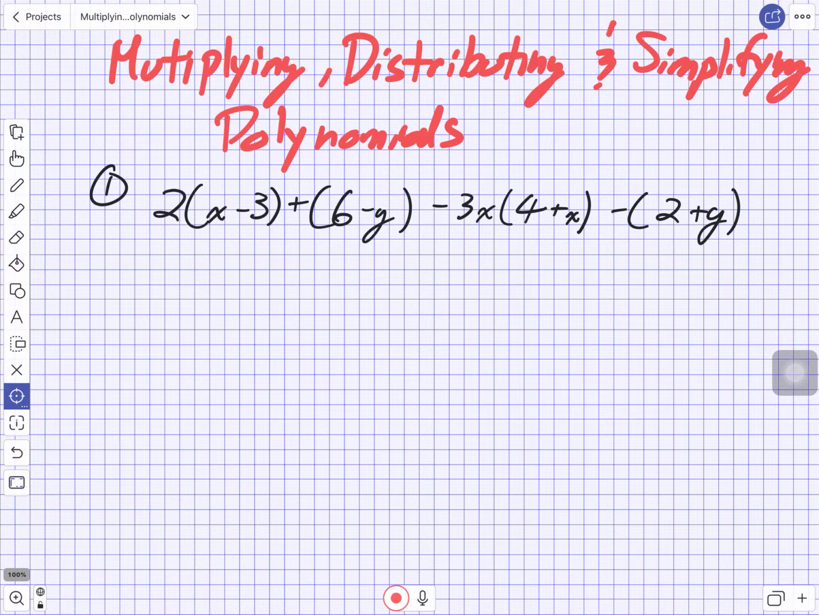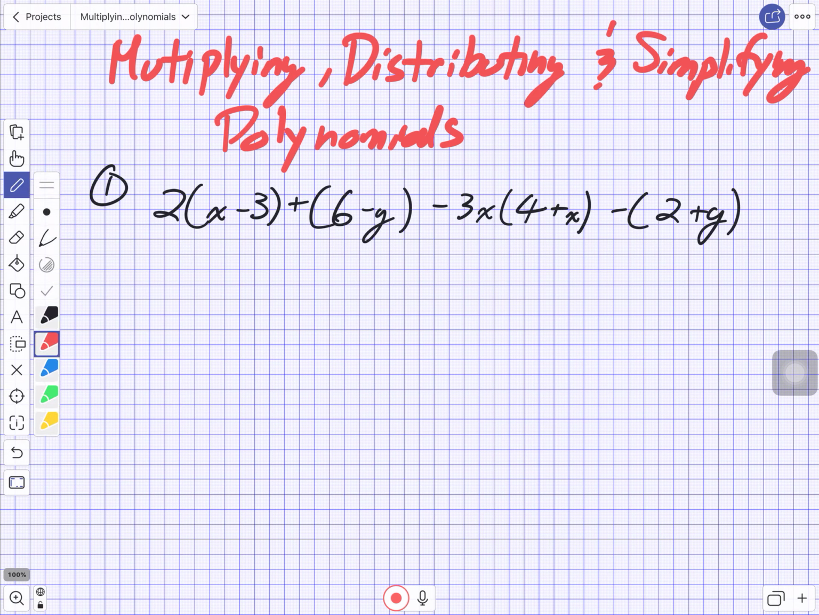Multiplying, distributing, we'll talk about what that is, and simplifying polynomials. So I have a very long question. Hopefully you don't have to deal with anything this long. But the reason I've made it so long is just so that we essentially go over every single one of these little things and you can see all the different types of examples.